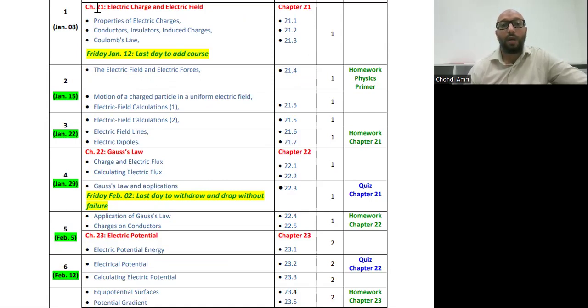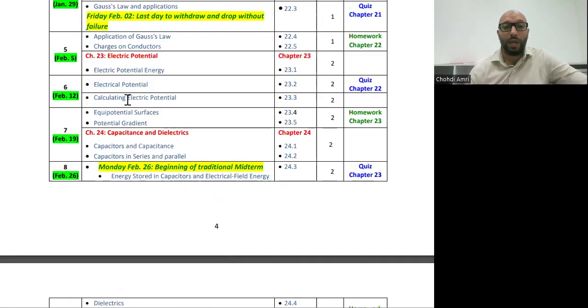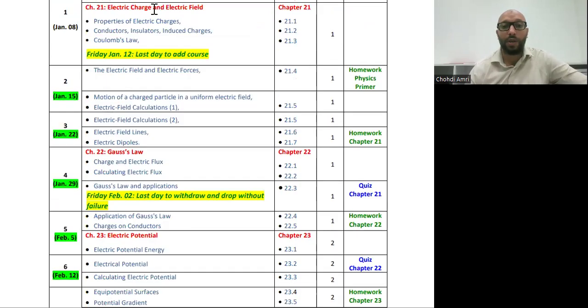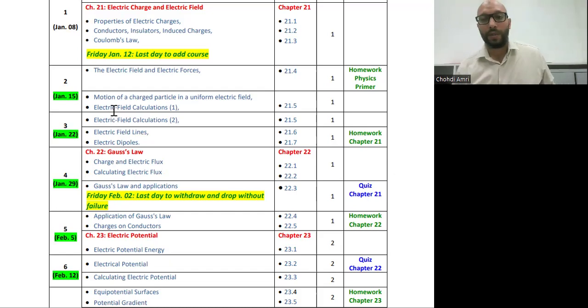In this course, we will study from chapter 21 to chapter 29. Chapter 21 is electric charges and electric field. This is the longest chapter of the course. We will stay with this chapter for 4 weeks. So it's very important for you to track the information and to follow the instructions of the instructor. Okay, so this is an overview about the syllabus.